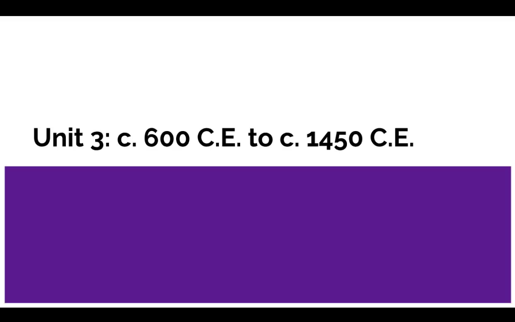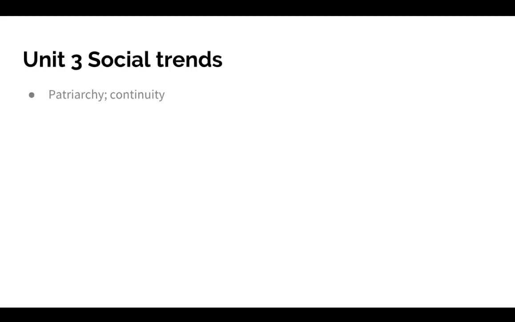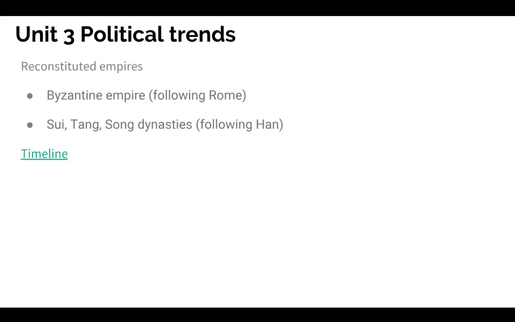So our third unit covers roughly 600 to 1450. And again, patriarchy is a continuity during this time period. So we're going to talk about empires. It's sort of two types. Reconstituted empires, the idea here is that they are new versions of former empires.